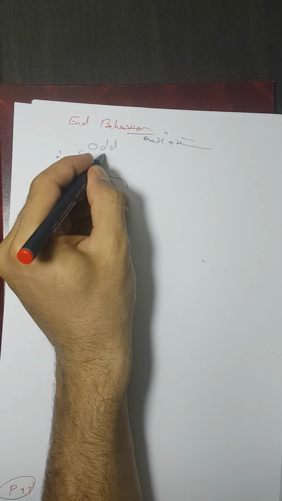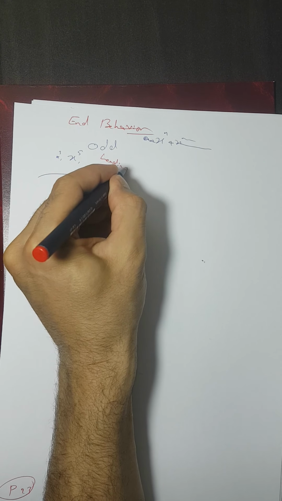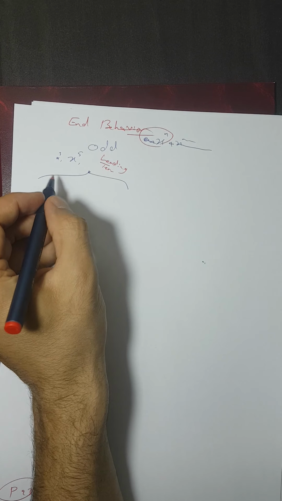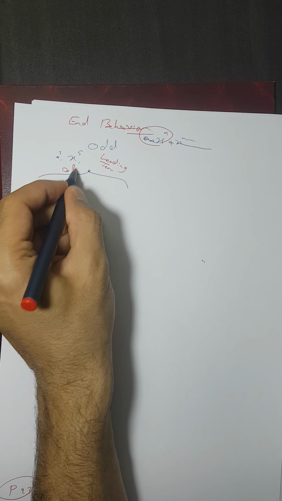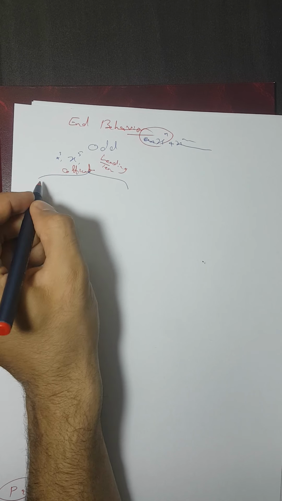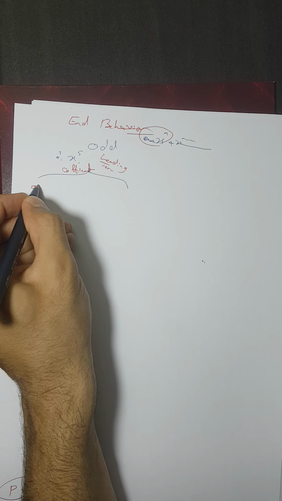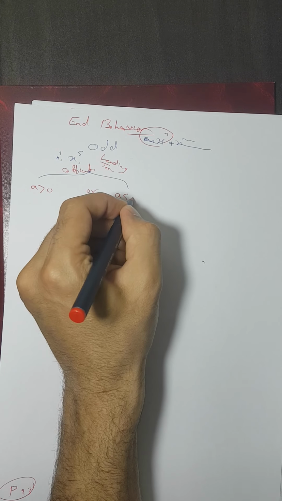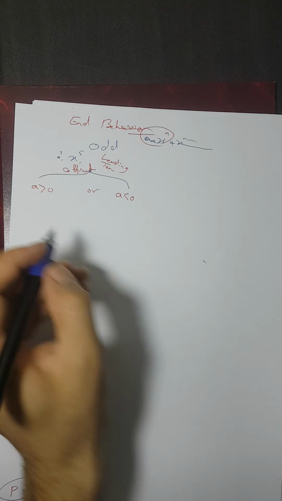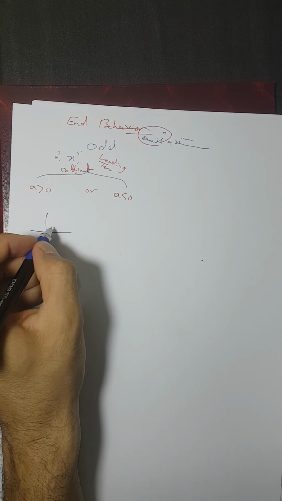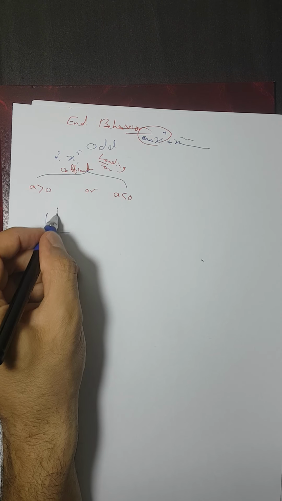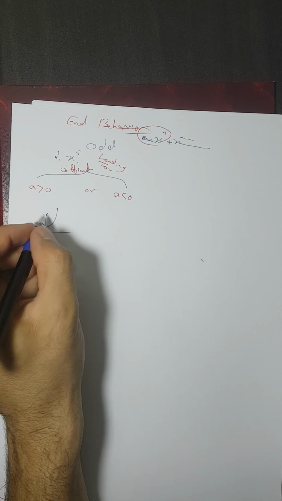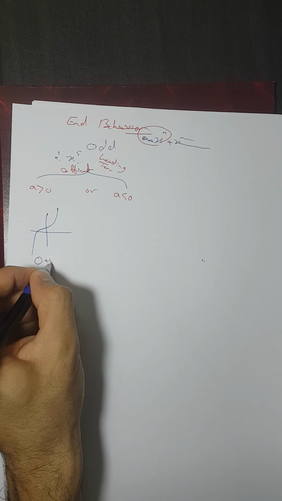So the leading term in general is odd, and the leading coefficient can be positive or negative. If we have a positive, the shape will be something like that. Okay, so odd and positive. This is odd and positive.